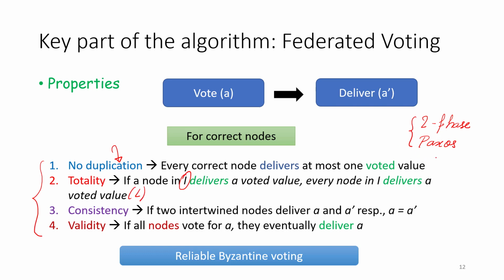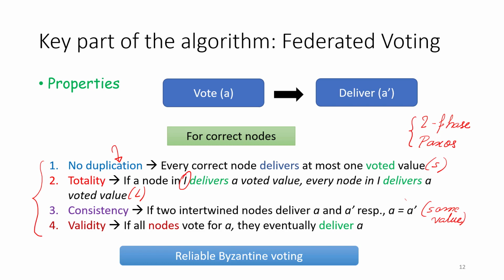The first one is of course a safety guarantee. So consistency basically means if two intertwined nodes, which is like any two nodes in an intact set because all pairs are intertwined, deliver A and A dash respectively, then A is equal to A dash, in the sense it delivers the same value.